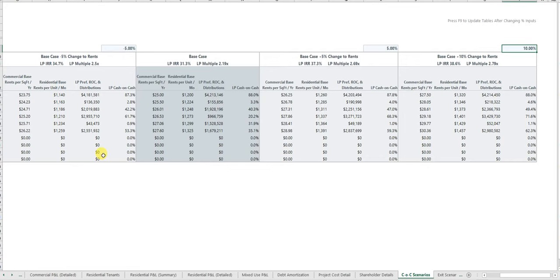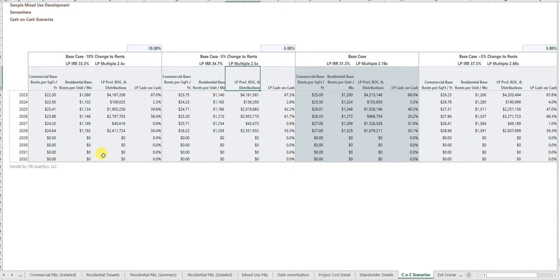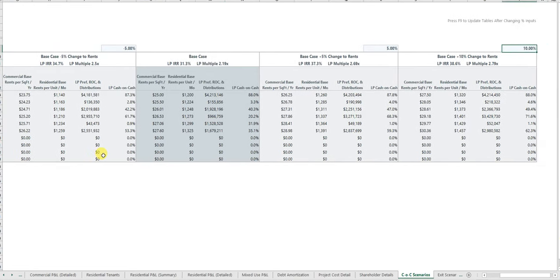Now we get into some of the useful sensitivity tables showing what ifs, and you have your base case on rent levels, and this sheet looks at, well, what if your rents are some percentage less or some percentage greater than what you project in the model? How does that affect LP cash returns?